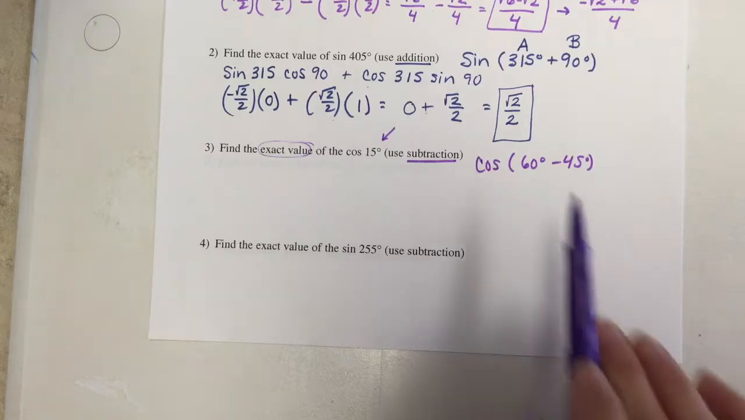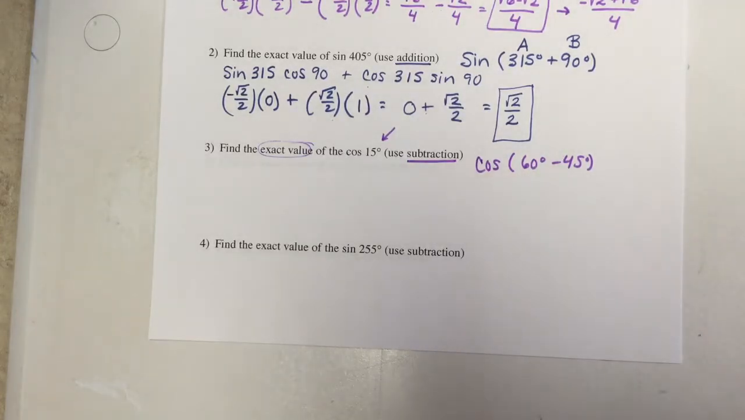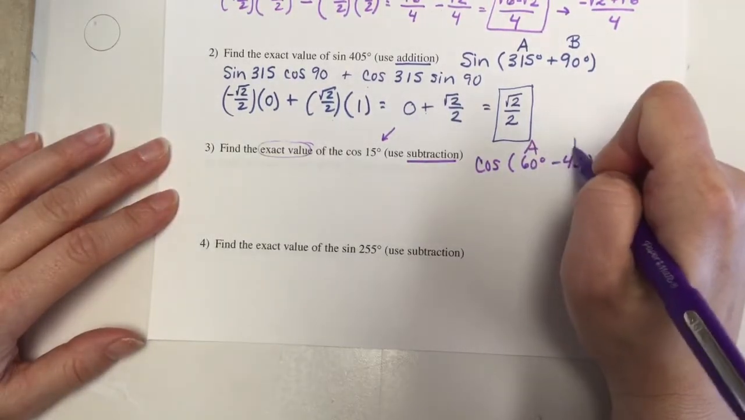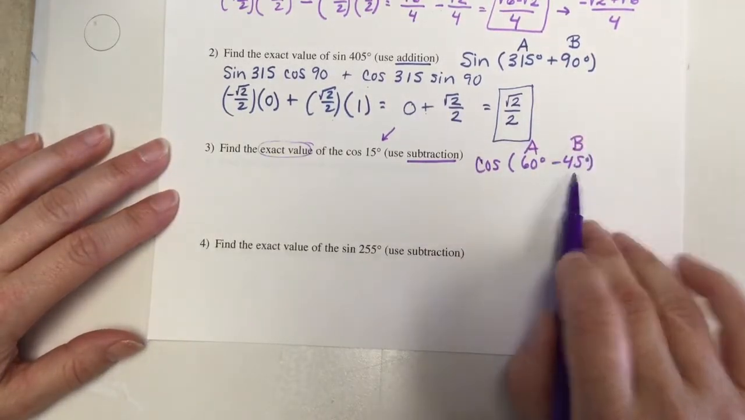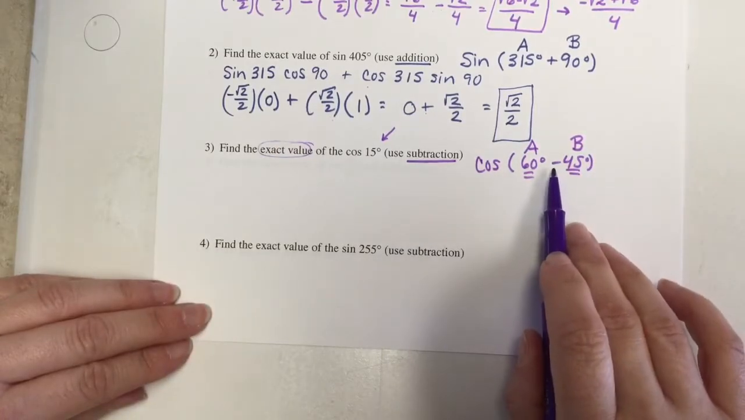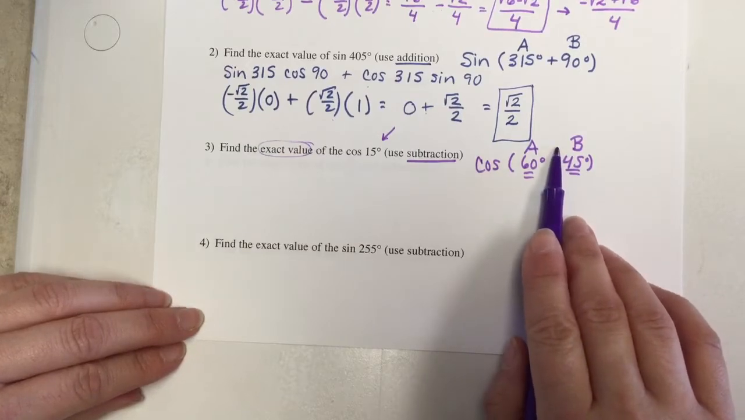Because you had to make sure that these two degree measurements, you did find a difference of 15. When they say A, we're using 60. When they say B, you're using 45. You do not tag the negative with the 45. So when they say B, it is simply just 45.